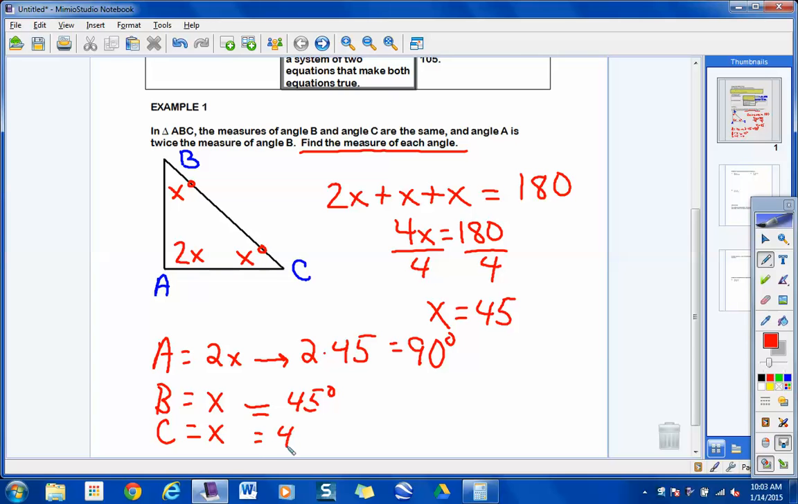Got a question here. Actually, two questions. Are angle B and C equal? Is angle A twice the measure of angle B? Okay, how can I know I'm right with those values? Add them up. Add them all up, and they better get me back to what value? 180. Do they? Yeah.